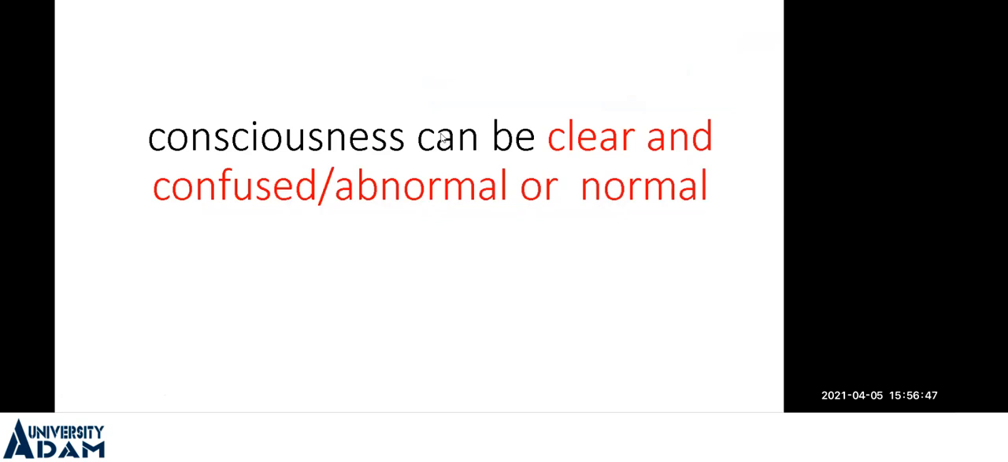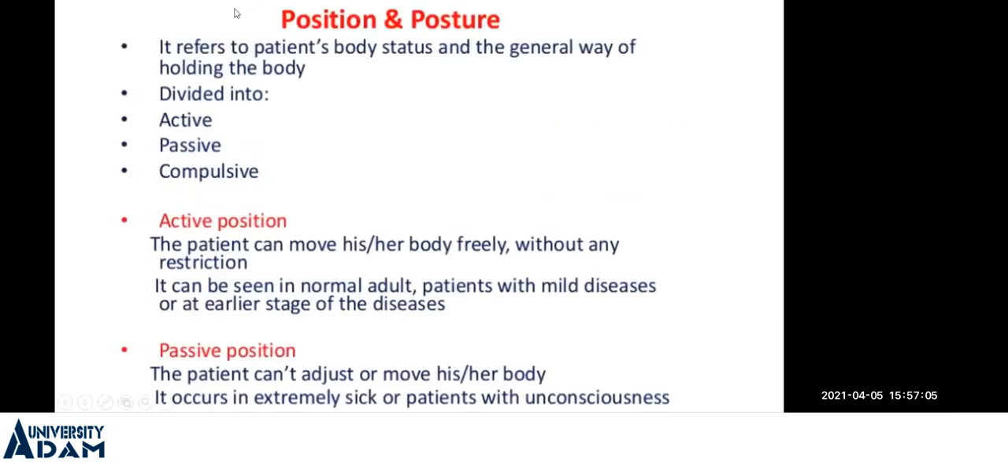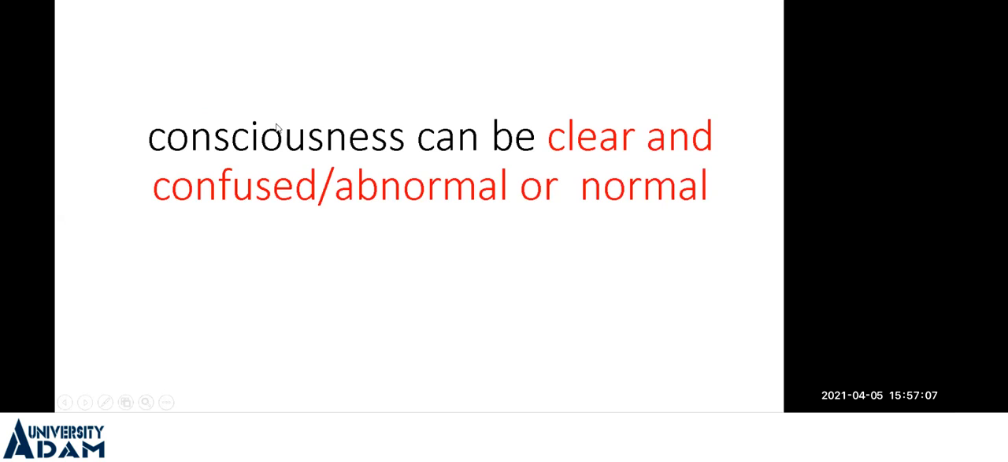Okay, so what will you put in your case history? You will put whether the consciousness is clear, confused, abnormal or normal. But you will study this in more detail with the nervous system. Okay, I want to talk about position and posture.